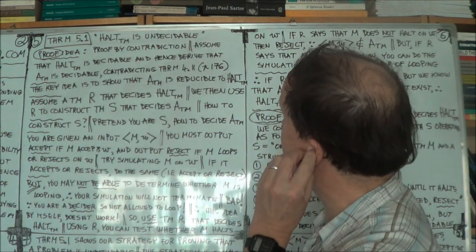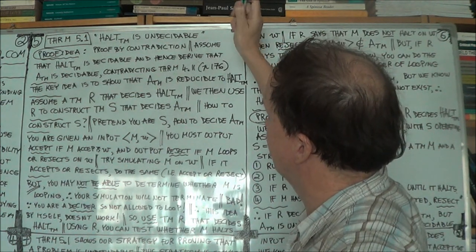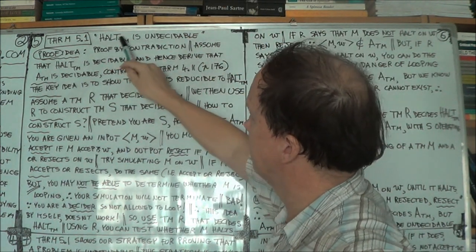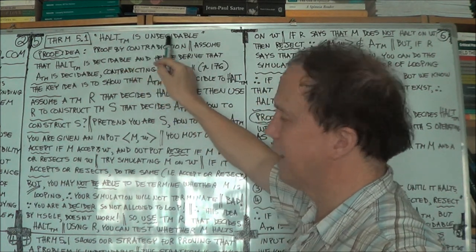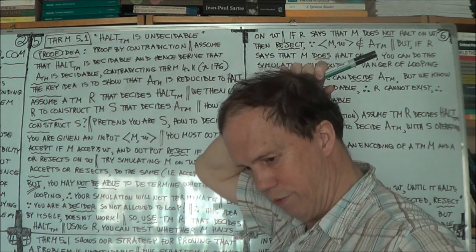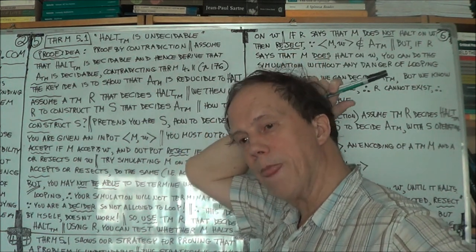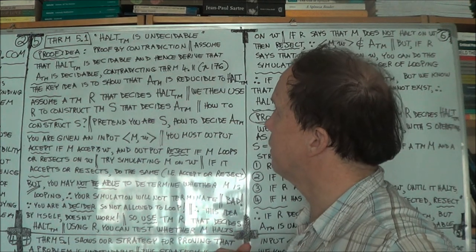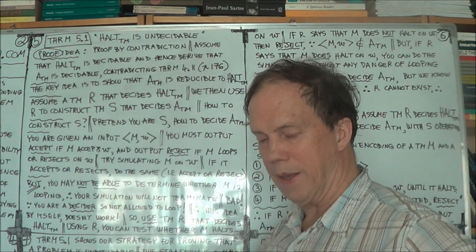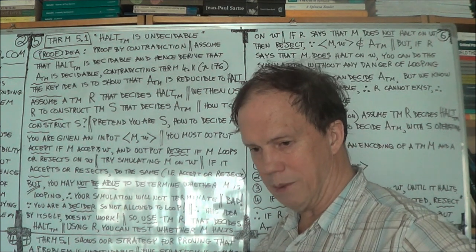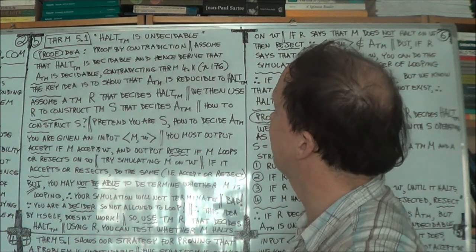Okay. Right. So proof by contradiction. Now, what we're originally trying to prove is that HALT_TM is undecidable. So if we're going to prove that by contradiction, as usual, we assume the opposite. In other words, HALT_TM is decidable. And if a language is decidable, there is some Turing machine that decides it.